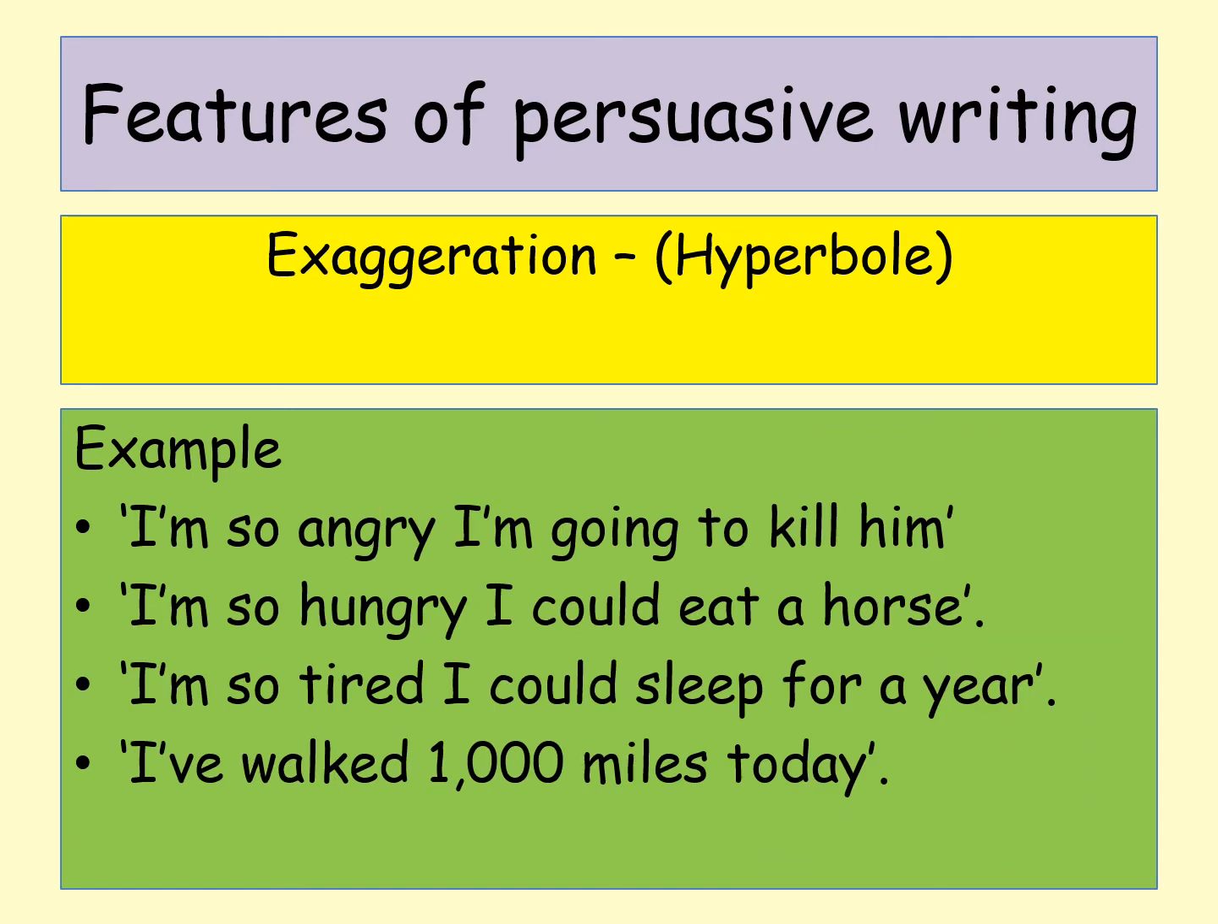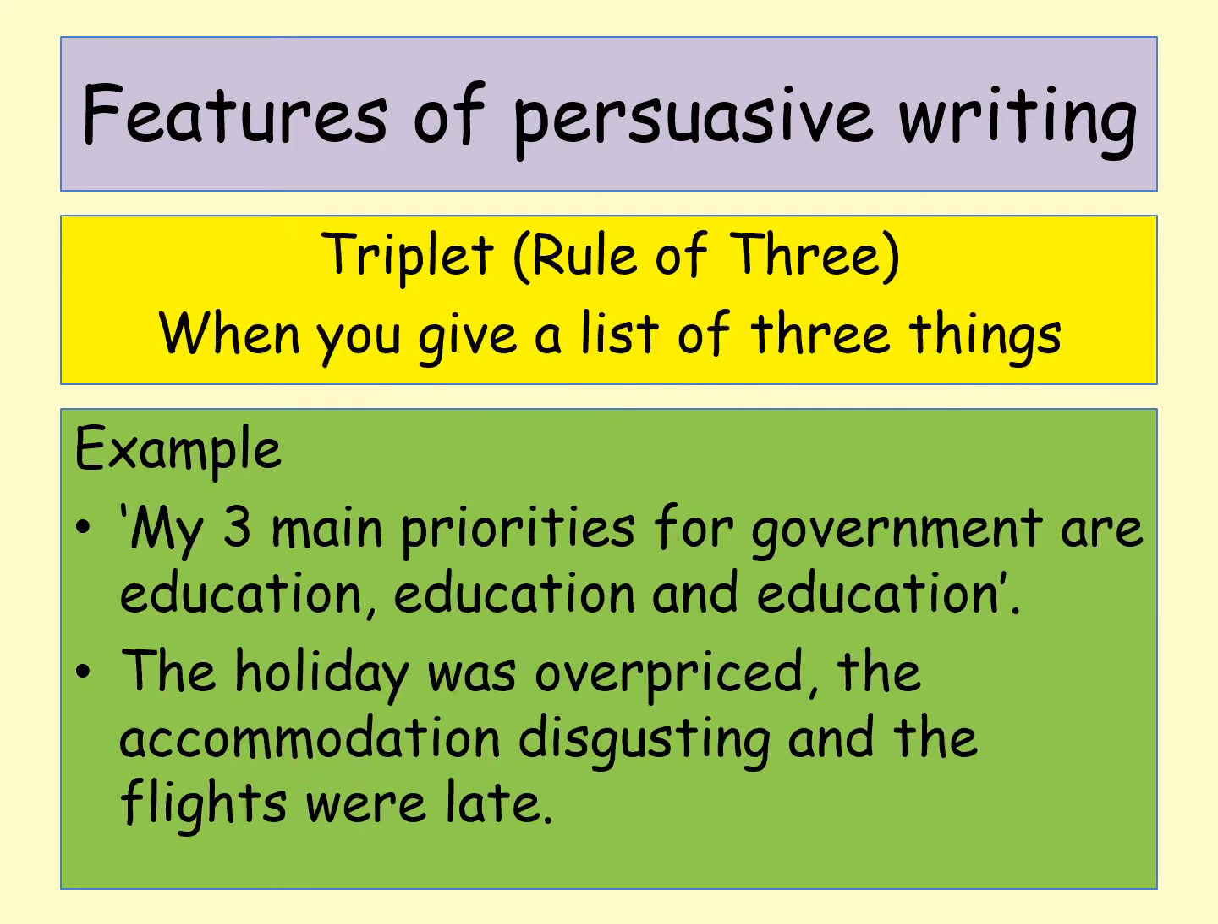Exaggeration, sometimes known as hyperbole, is when you really exaggerate a point, and we do that all the time in our normal day-to-day speech. So we might say things like, "Oh, I'm so hungry I could eat a horse," or "I'm so tired I could sleep for a year." So exaggerated features are quite useful.